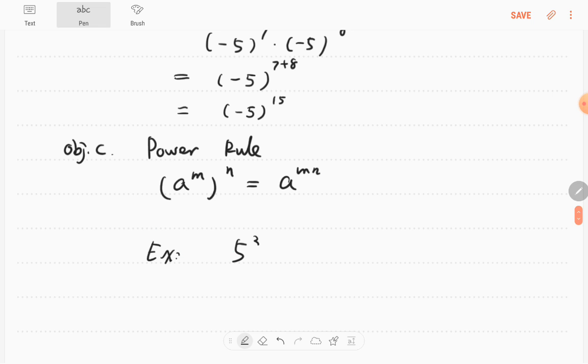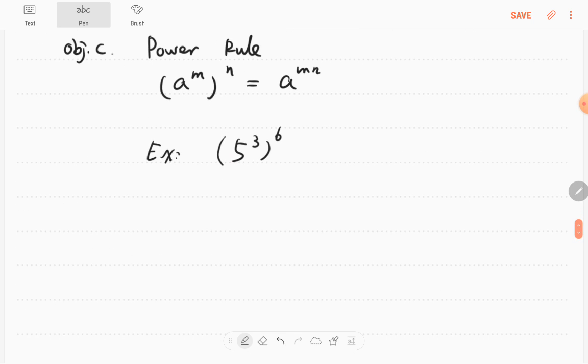For example, we have 5 to the third, then to the sixth. If we just use the basic property of the exponent, we will understand. The base is the whole part in the parenthesis. Then the base here is 5 to the third, right? And we are doing the multiplication part. Each time we repeat 5 to the third. And we will have a total of 6 terms of 5 to the third.